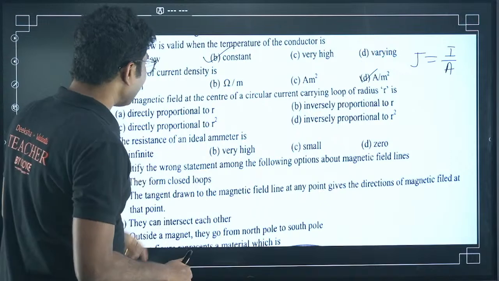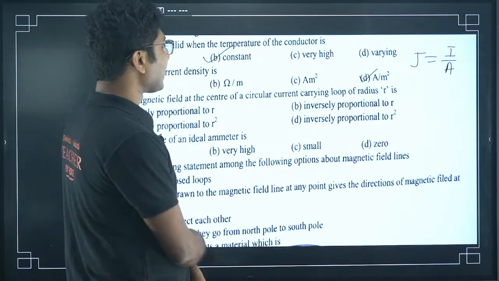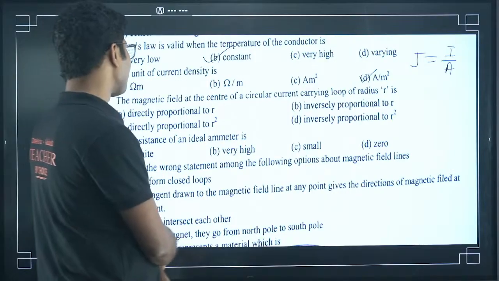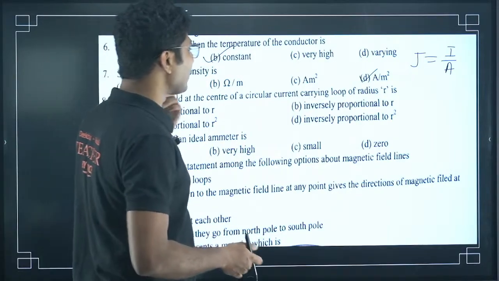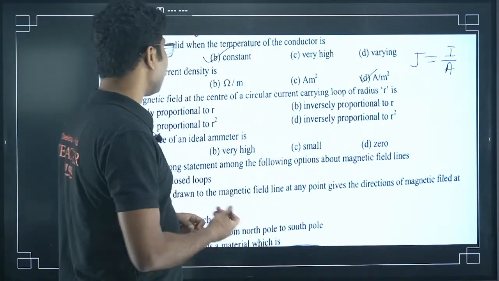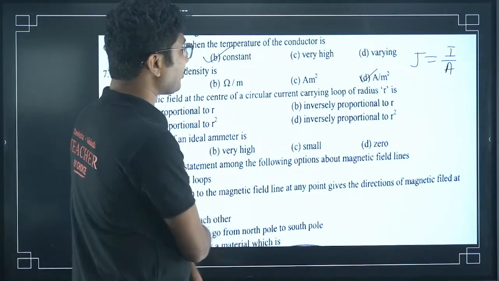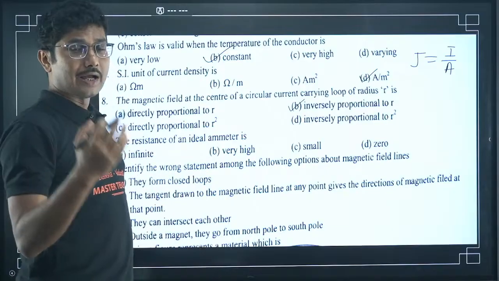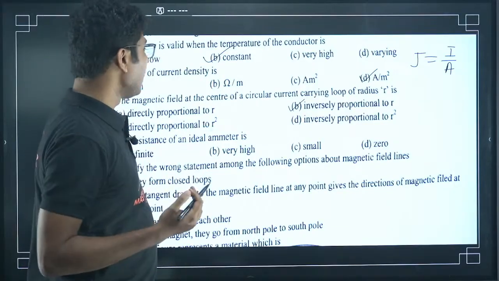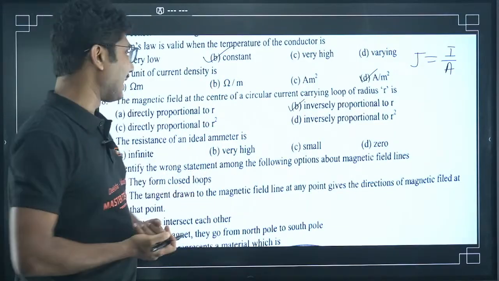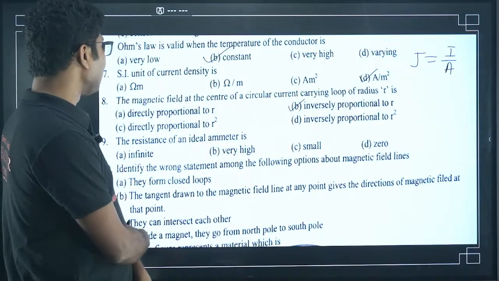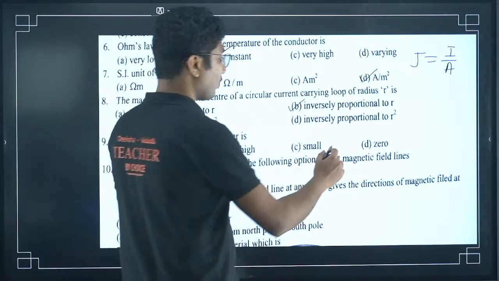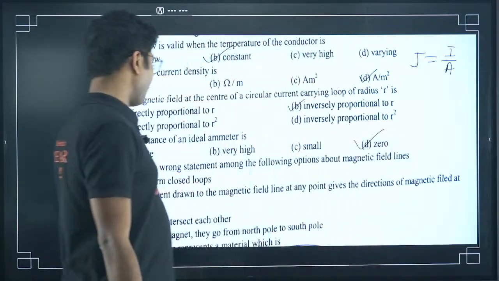The magnetic field at the center of a circular current carrying loop of radius small r is inversely proportional to r, since at the center case the other terms cancel out. It will be inversely proportional to only r. The resistance of an ideal ammeter is 0. It is not small, it is 0.